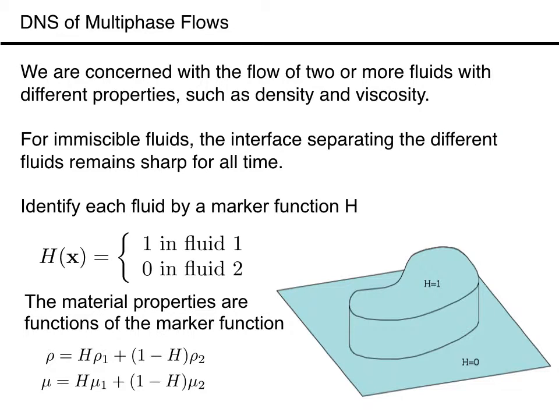For flows with two or more fluids of different but constant properties, we generally need to know what fluid is where. Thus, we need a marker function that is updated as the flow evolves. The various material properties can then be set as functions of the marker function. For two fluids, we use a step function that is 1 in one fluid and 0 in the other, and the properties take one of two possible values.